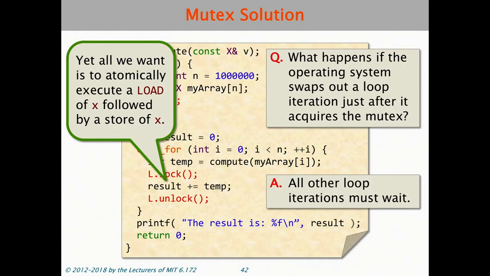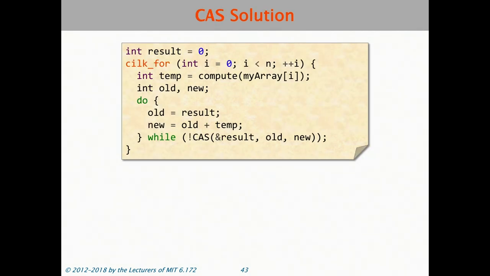All we want to do is atomically execute a load of X followed by a store of X. So instead of doing it with locks, I can use CAS to do the same thing, and I'll get much better properties. So here's the CAS solution. What I do is I also compute a temp, and then I have these variables old and new. I store the old result, and then I add the temporary result that I've computed to the old to get the new value. And then, if it turns out that the old value is exactly the same as it used to be, then I can swap in the new value, which includes that increment. And if not, then I go back and I do it again. I once again load, add, and try to swap in again.